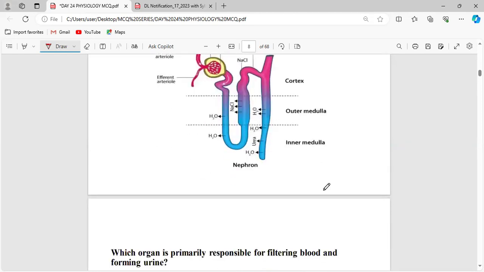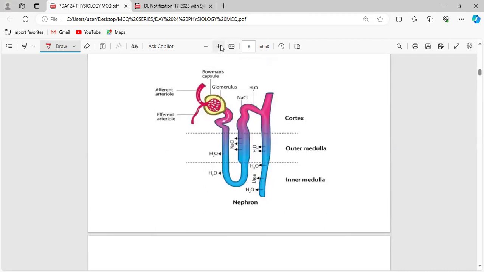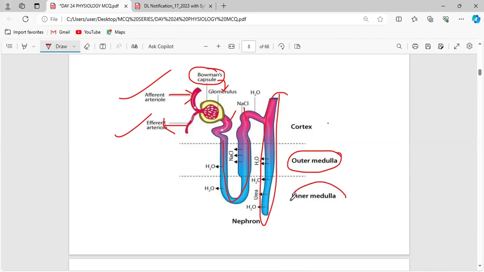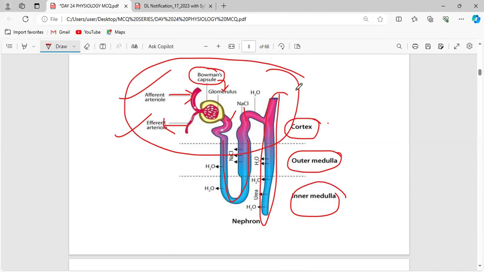Okay. Now, see, this is the structure of the nephron, with the afferent arteriole and efferent arteriole. Okay, one is giving the blood and one is taking the blood. Now the Bowman's capsule, we know that is the one comprising the glomerulus within it. Okay, proximal convoluted tubule, loop of Henle, distal convoluted tubule, and this is the collecting duct. See, this is the outer medulla, inner medulla, and this is the cortex. The majority of the nephron is present in the cortex region only.